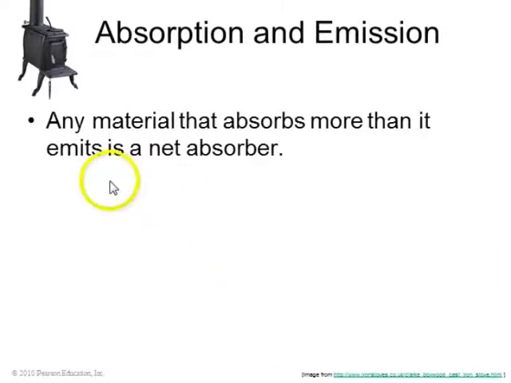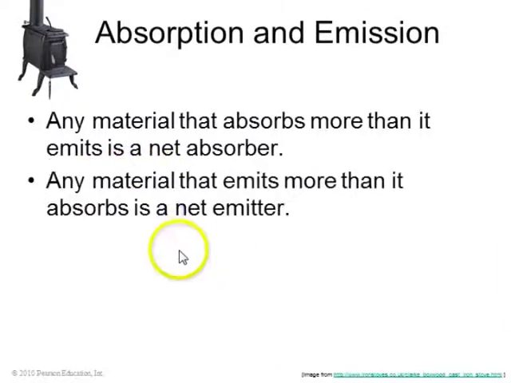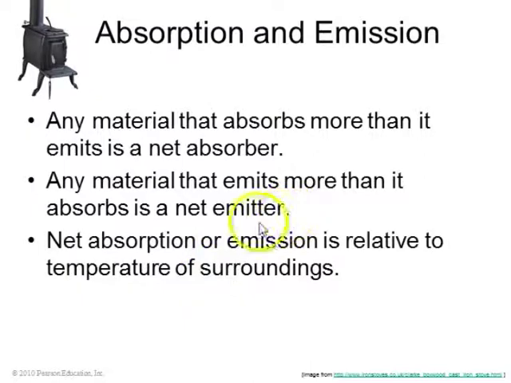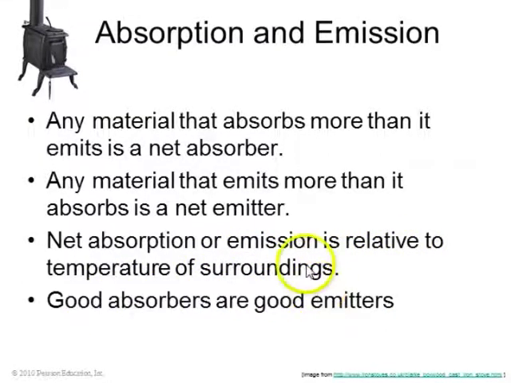So any material that absorbs more than it emits is a net absorber. If it emits more than it absorbs, it's a net emitter. And this net absorption or emission depends on the relative temperature of the object to its surroundings. Okay? So if this stove is hotter than its surroundings, then it'll be a net emitter. If it's cold and the room is warm, it'll actually absorb. And that's why it looks black.